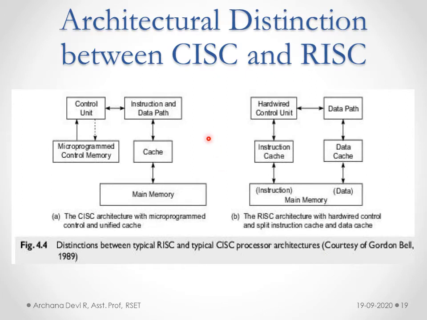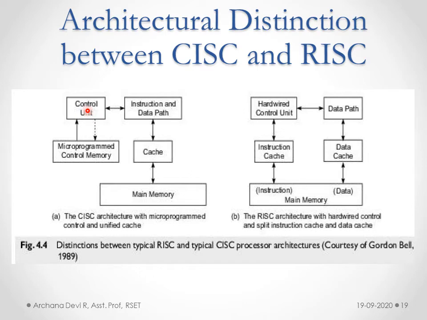So this is the architectural distinction between CISC and RISC architecture. Under CISC, you can see you have a common memory for both instruction and data, and a single cache which takes both instruction as well as data, and the path for instruction and data is the same to the control unit. Through the same bus, both instruction and data flow to the control unit.